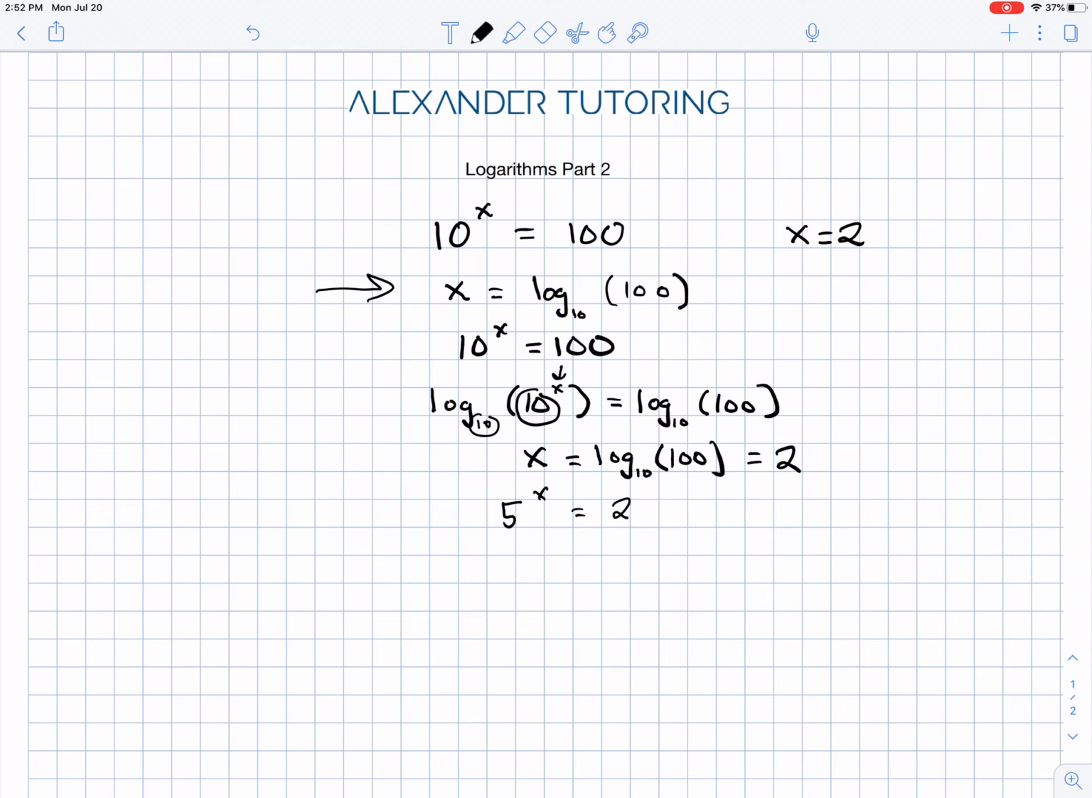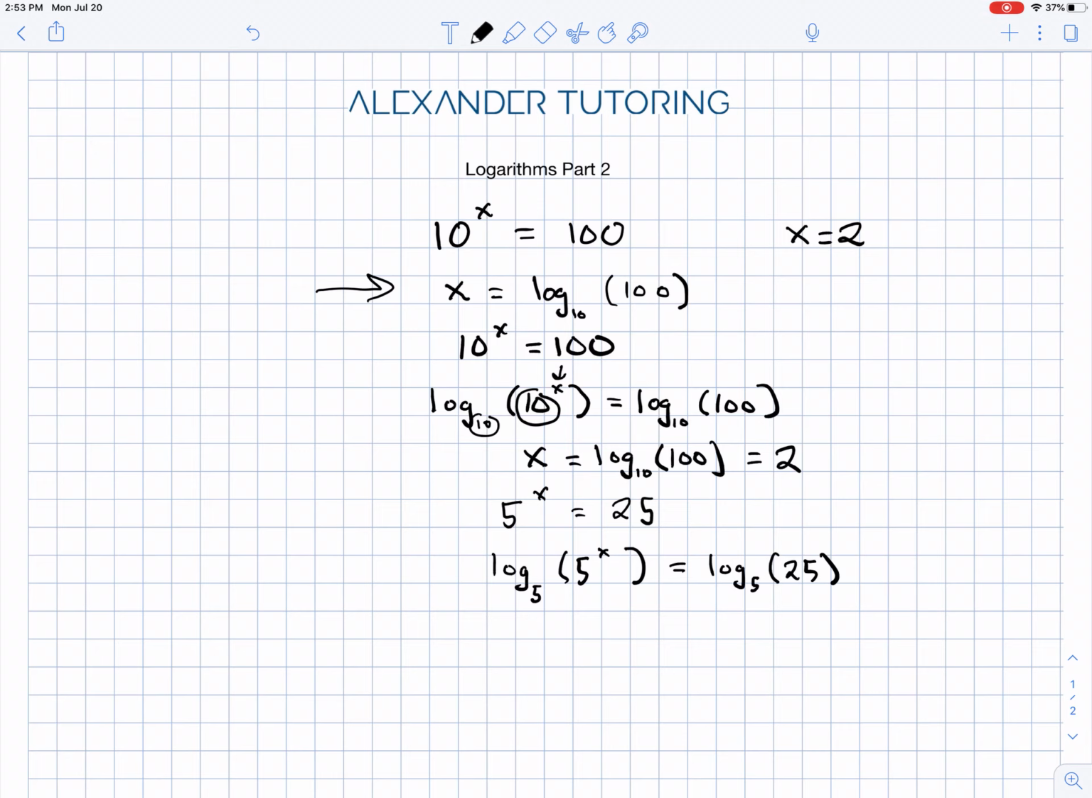Let's say 5 to the x equals 25. Okay, again, I think you can see that the answer is just 2, right? 5 squared is 25. But again, let's see what we do to both sides for when it's not so obvious. We're going to use log base 5 this time because the base is 5. And we're going to plug the left-hand side into the logarithm function, and we're going to plug the right-hand side into the logarithm function.